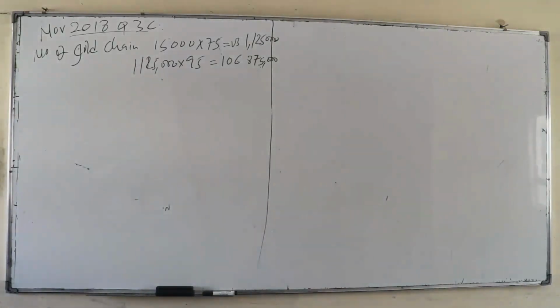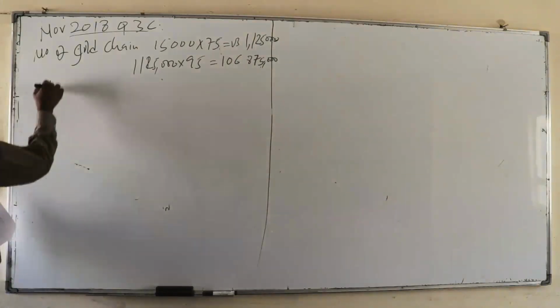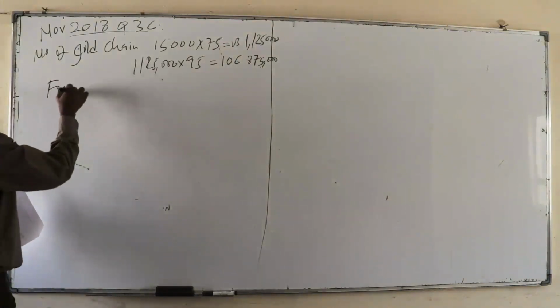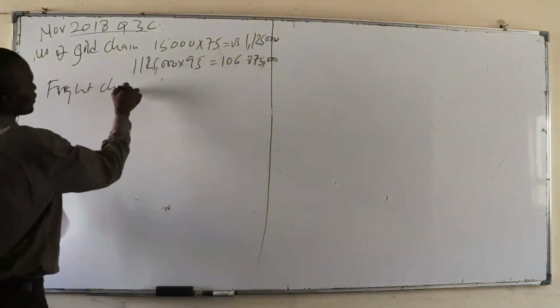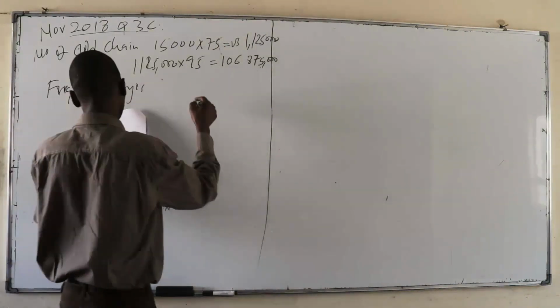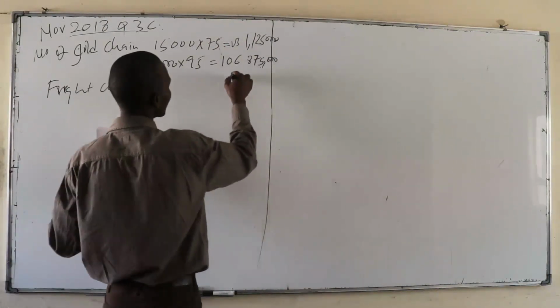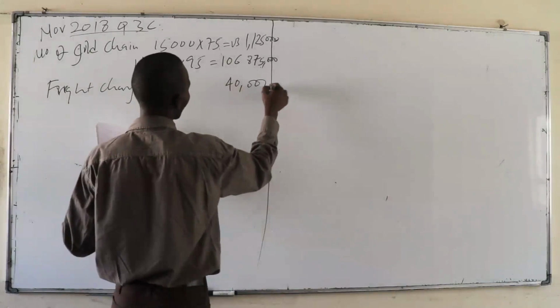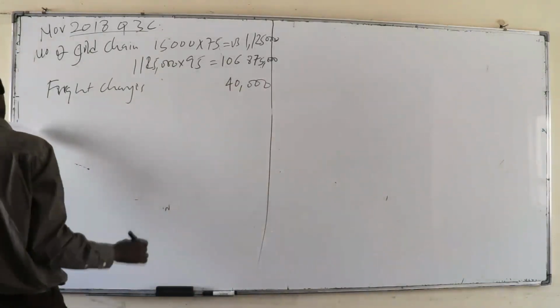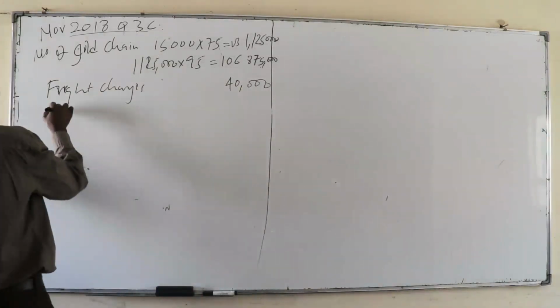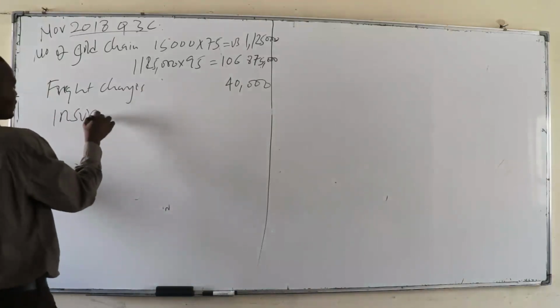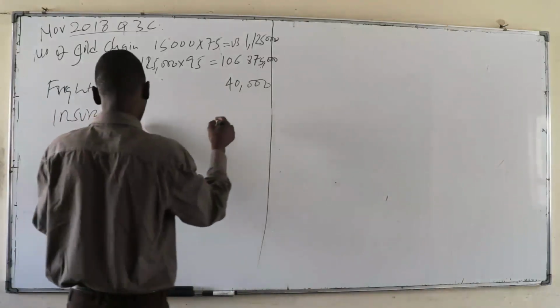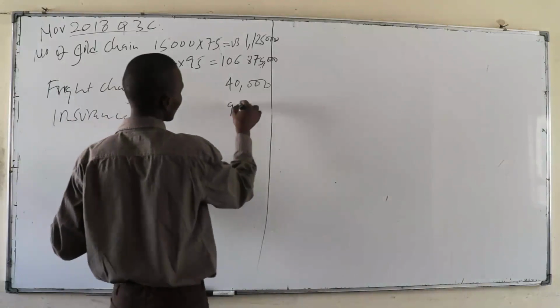Then we are told the business incurred additional expenses as follows. Freight charges. How much was he charged? 40,000. Then we have insurance on consignment. How much was the insurance? 90,000.